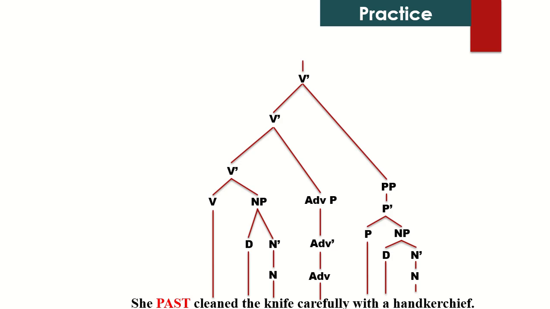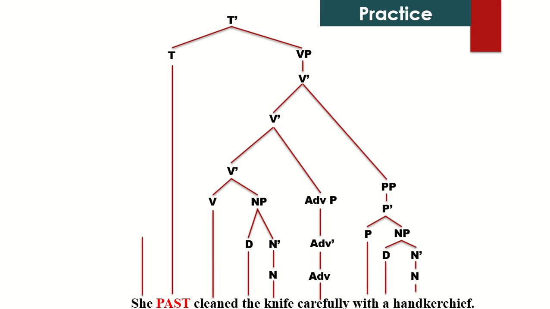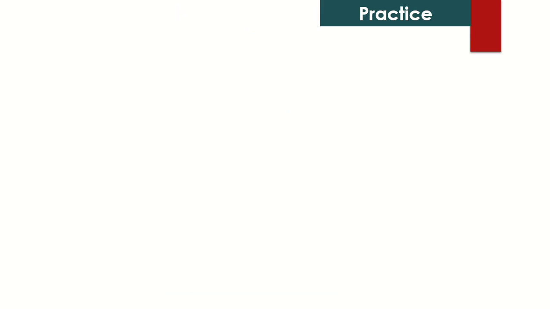When you finish all the adjuncts, you project the phrase, the verb phrase. The tense is the past, T, VP, T bar. Finally, the subject is a pronoun, pronoun, N bar, NP, NP, T bar, TP.